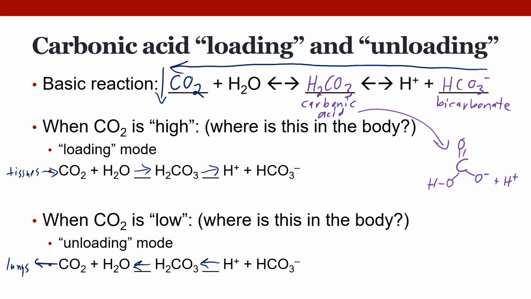So up here we have tissues producing CO2, which produces carbonic acid, which produces bicarbonate and acid ions. In the lungs, we have acid ions and bicarbonate combining to form carbonic acid, which immediately splits to form carbon dioxide and water. The water just hangs around, and the carbon dioxide is exhaled in the lungs.